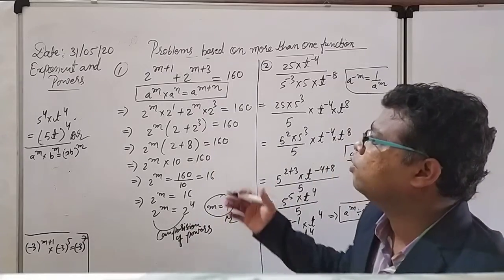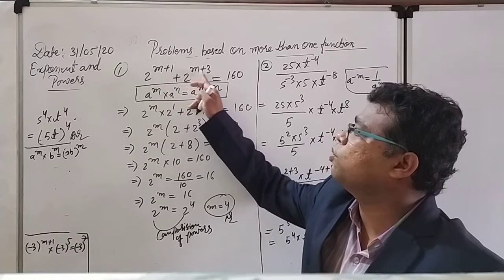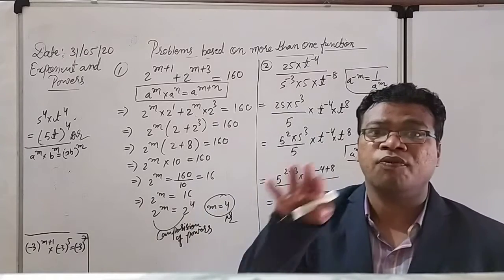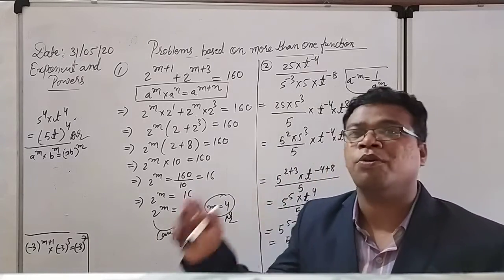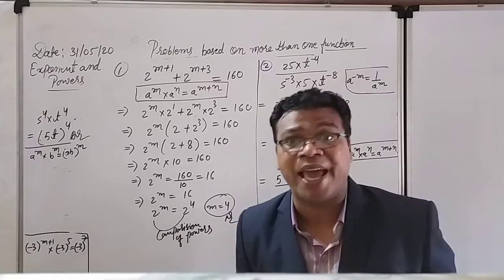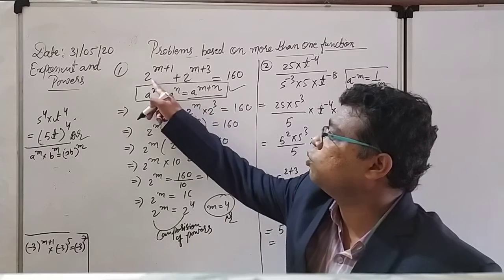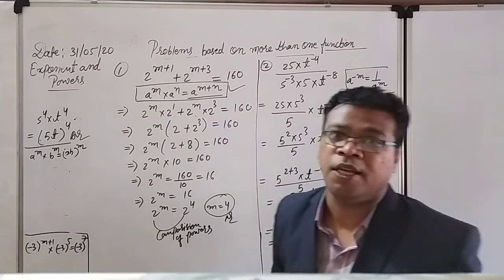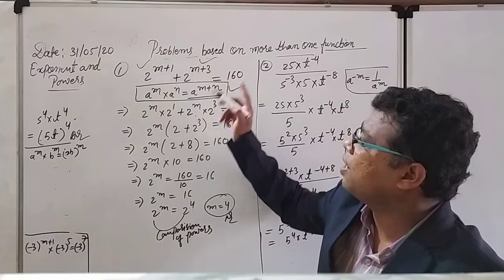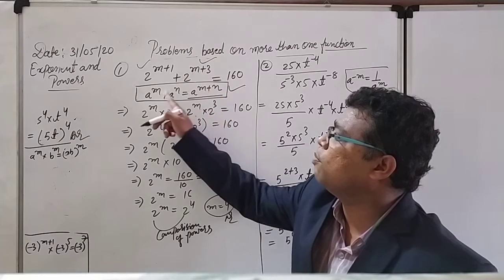But before that, see 2 to the power m plus 1. There you can see addition of the exponents. When we have addition of exponents in case of multiplication, I have to apply that rule: a to the power m into a to the power n equals a to the power m plus n. Here also, 2 to the power m plus 1 and 2 to the power m plus 3, in both I will apply that particular rule.